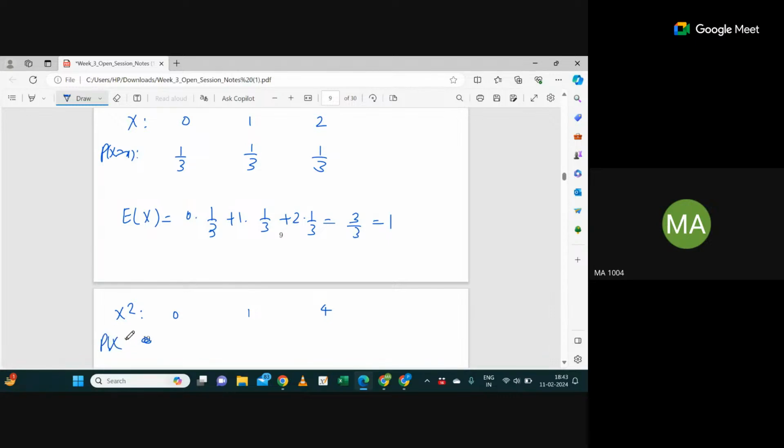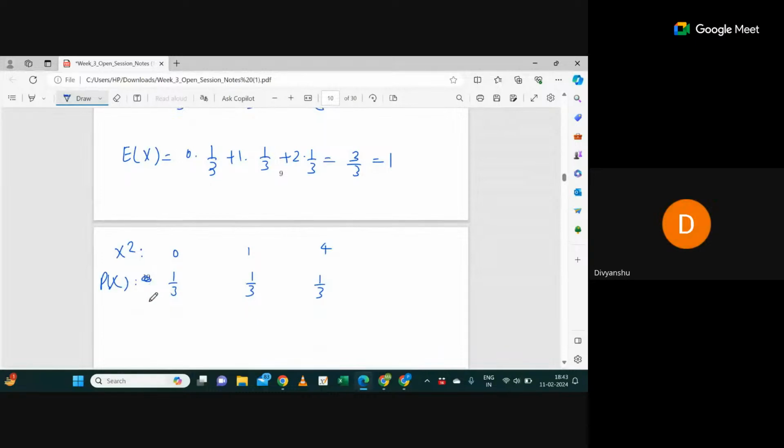Yes or no? Yes, sir. What will be the probability? The probability will be the same: 1 by 3, 1 by 3, 1 by 3, right? Then what will be the expectation of x square here?